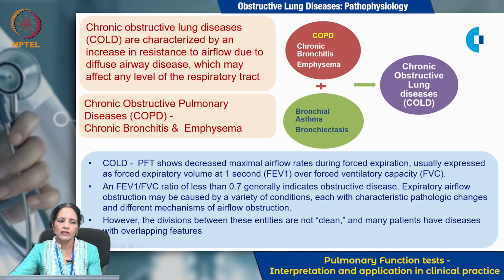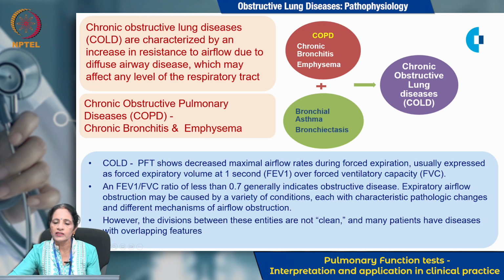So, the introduction. Obstructive lung diseases are mostly chronic. There are only acute exacerbations. Chronic obstructive lung diseases are characterized by an increase in resistance to airflow due to diffuse airway disease, which may affect any level of the respiratory tract. And what is chronic obstructive pulmonary disease? These are different and they comprise chronic bronchitis and emphysema.